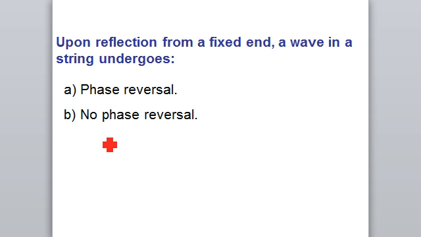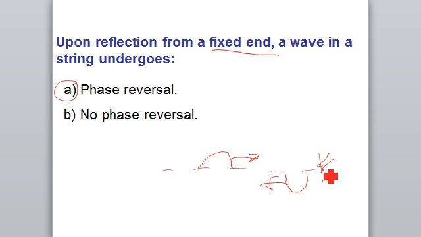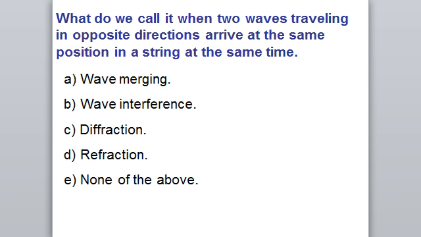We find experimentally that on reflection from a fixed end, say a crest going in comes back upon reflection as a trough. We get phase reversal when we're talking about a fixed end. We get no phase reversal upon reflection from a free end, but this question was about a fixed end. So we're thinking about a piece of string connected to a wall, for instance, and at that fixed connection you do get phase reversal. Alright, next one.